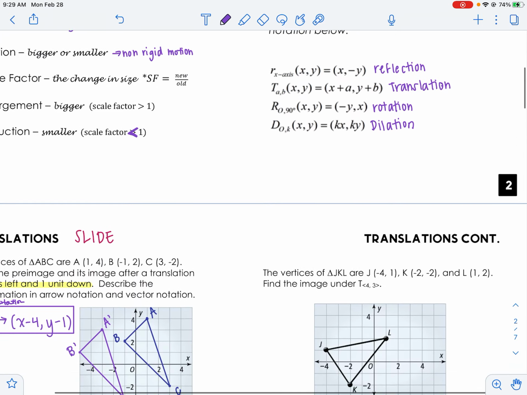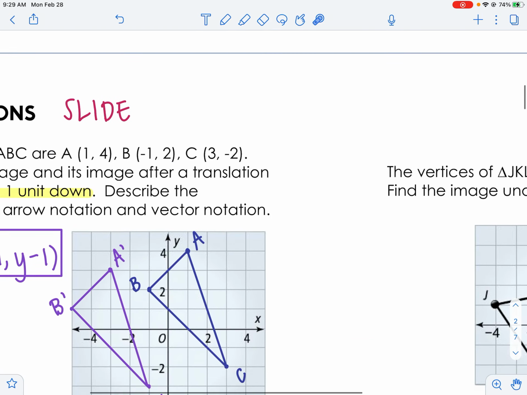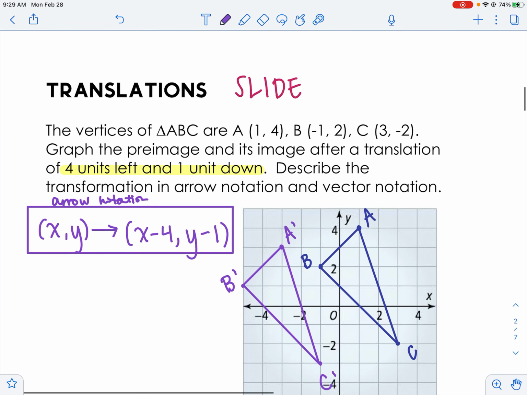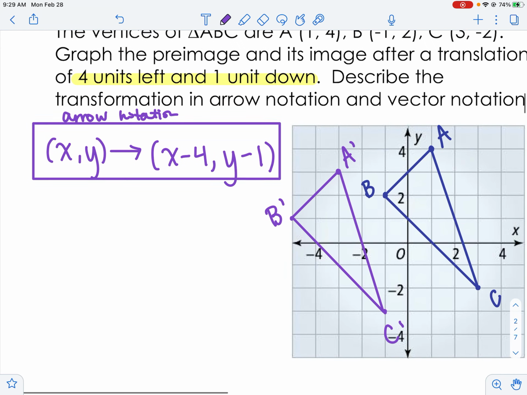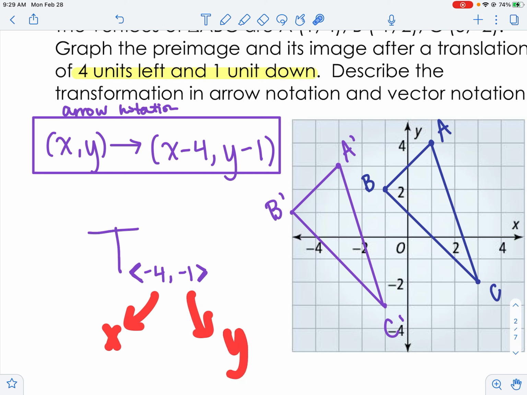Now let's look at vector notation. For vector notation, I'm going to have something like this. Translation is a capital T. And I'm going to use different brackets, like this. And if I went 4 left and 1 down, then I'm going to write -4, -1. That's it. That's vector notation. So I have a capital T because it was a translation. It went 4 left, so that's in the X spot, 1 down, so that's in the Y spot.